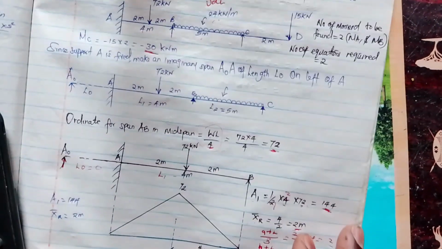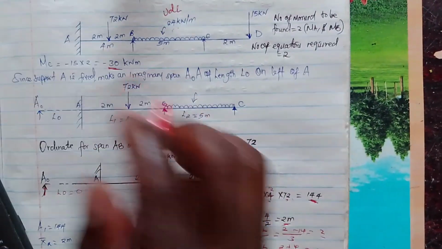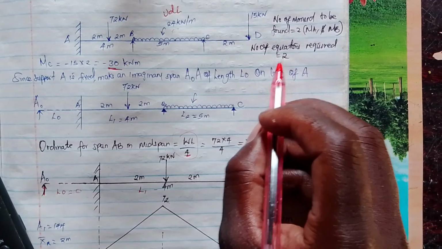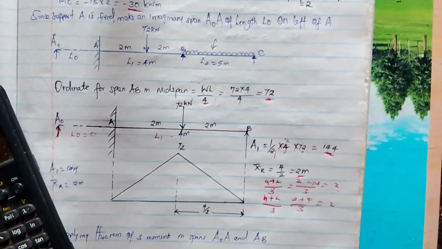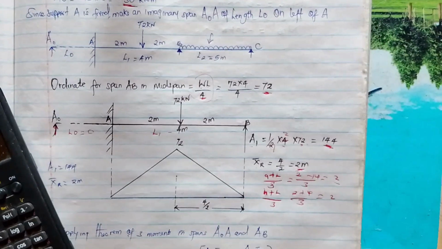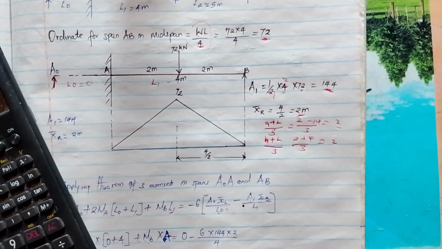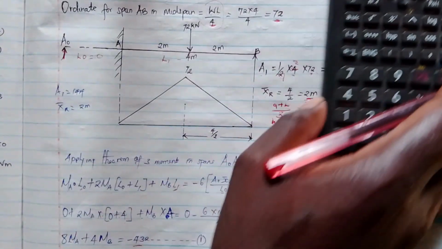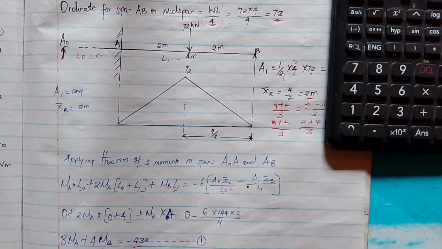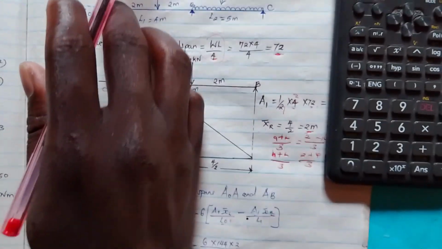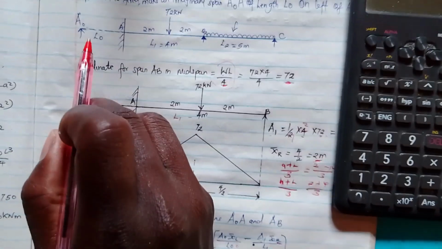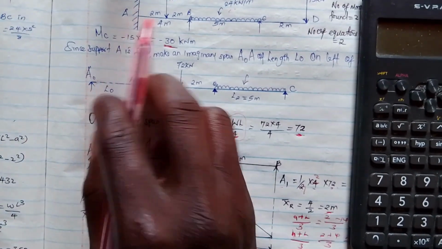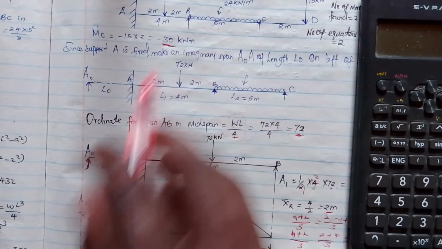Our equations are supposed to be two equations. So this is the first equation. I'm going to get the second one. Okay, for the second one we go to span AB and BC. Second one. Let's go.